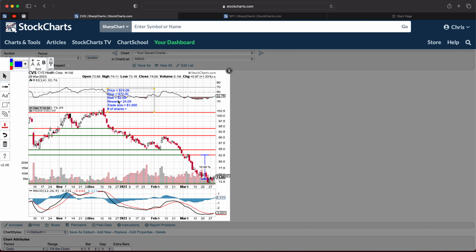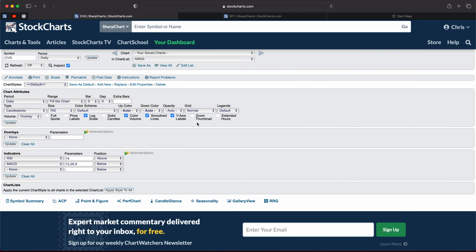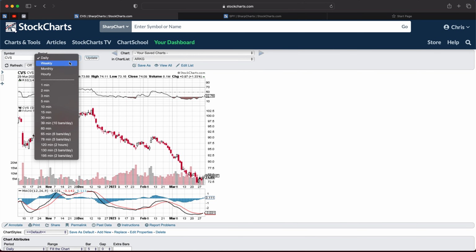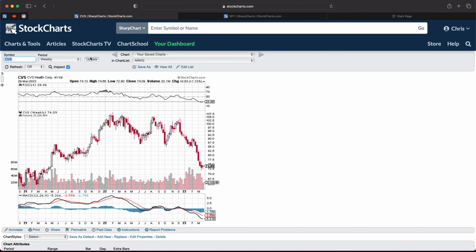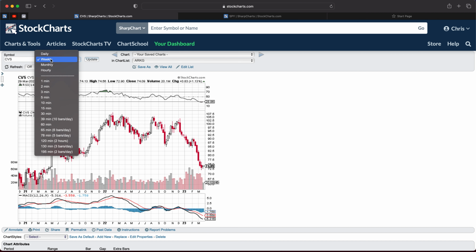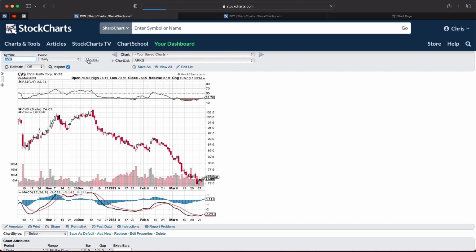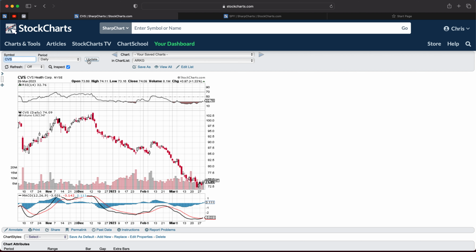All right, I'm most likely going to take this trade. Wait, let me go check the weekly chart. Yeah, I'm most likely going to take this trade. You see, even on a weekly chart that we're cold as well. So let me show you something.